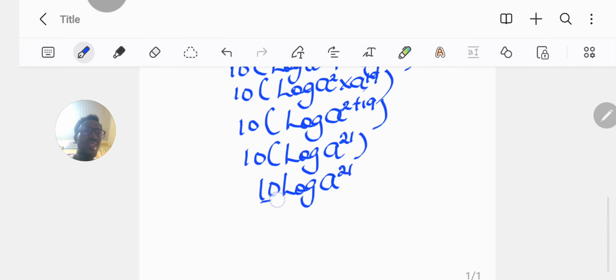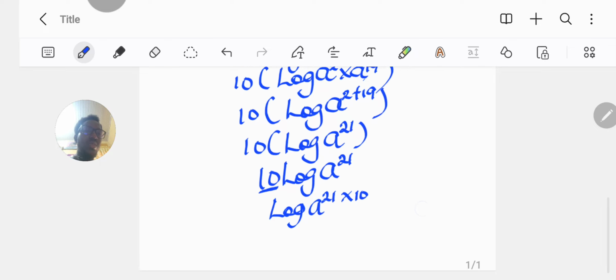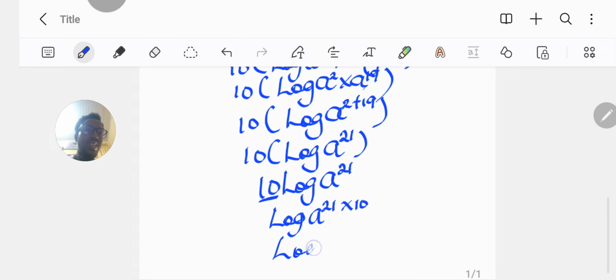Again, these coefficients can still go up to become log a raised to the power of 21 times 10, because the 10 is supposed to come to the top of a since there is a 21 there. And finally, our answer will be log a raised to the power of 210. So this is our answer.